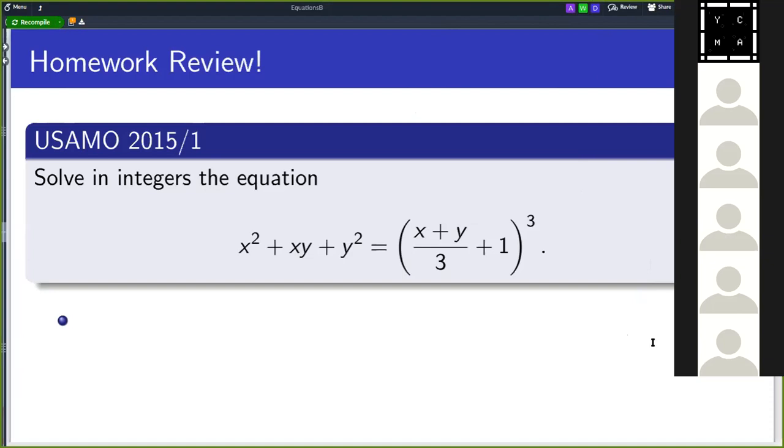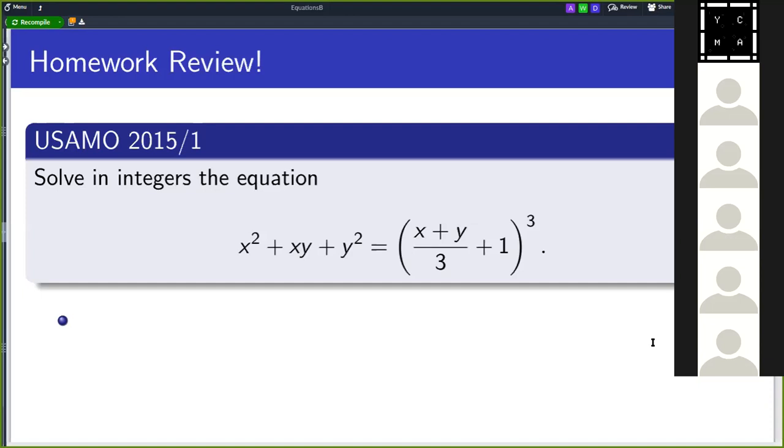So somebody is suggesting to expand. Expansion might work, but if we look on the right-hand side, we're taking the cube of a 3-term expression, and most likely expanding is going to give a lot of terms which we don't want to deal with. So we first have to simplify the expression a bit before we can expand. But it looks like there's no other suggestions, so I guess I will get started.